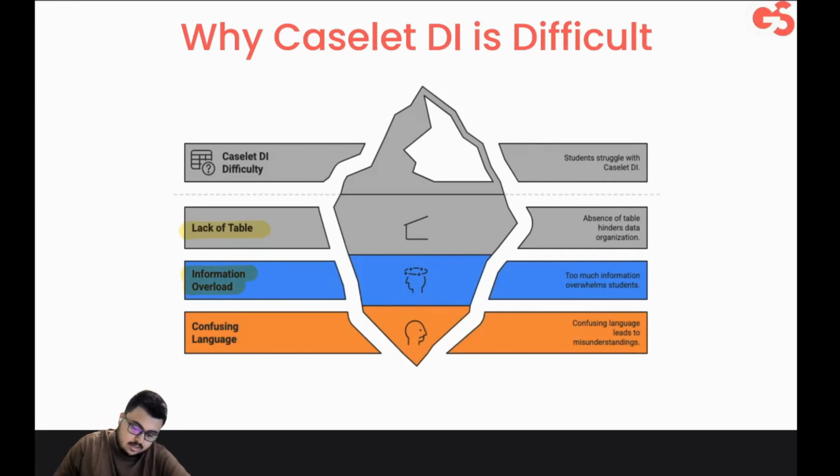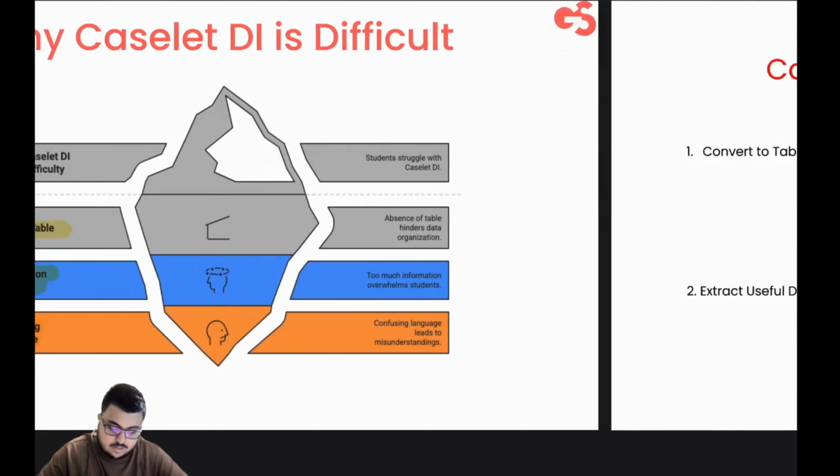And the last thing is that it's confusing language, right? Confusing in the sense that most of the time, if you're not able to properly interpret the data that's been given, it becomes a misunderstanding, and you might take a different approach to what the data wants you to take. So that could be a challenge as well.